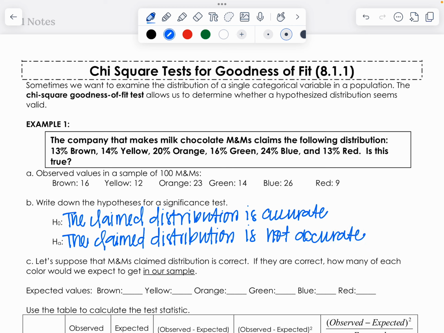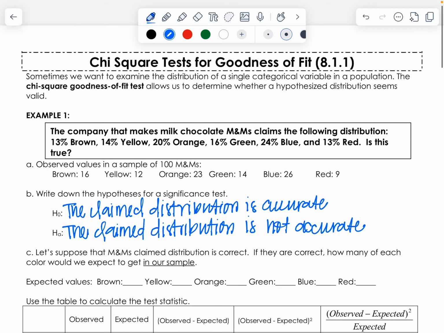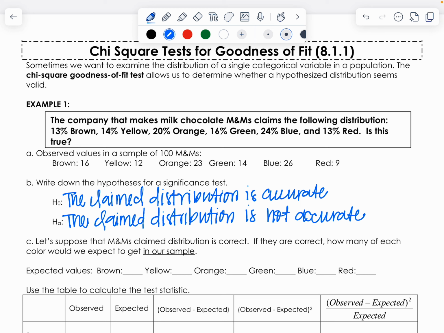All right. And so let's suppose that M&M's claimed distribution is correct. So this one up in the bold box. If they are correct, how many of each color would we expect to get in our sample? So remember, our sample had 100 M&Ms. And so if 13% of the M&Ms were brown, we would get 0.13 or 13% brown. 14% yellow, 20% orange, 16% green, 24% blue, and 13% red. Okay, and I just got those from here. And of course, I just used that nice even number for n as 100 just to make things easy.